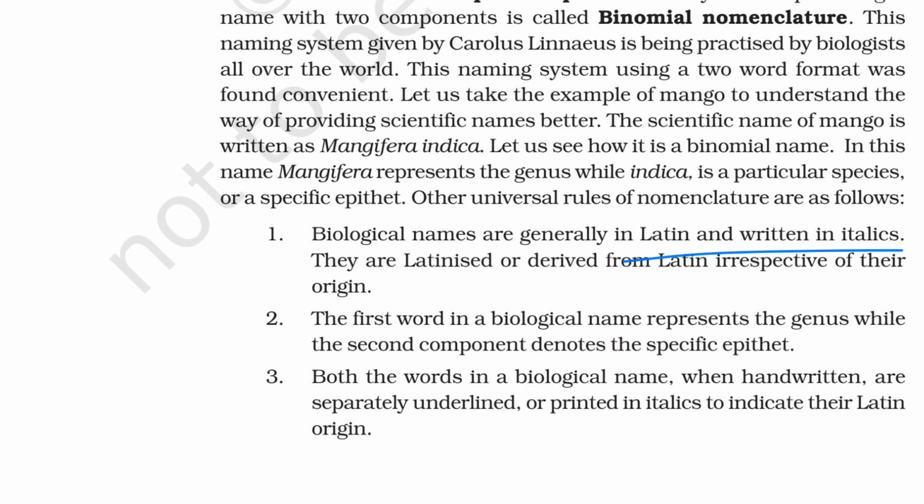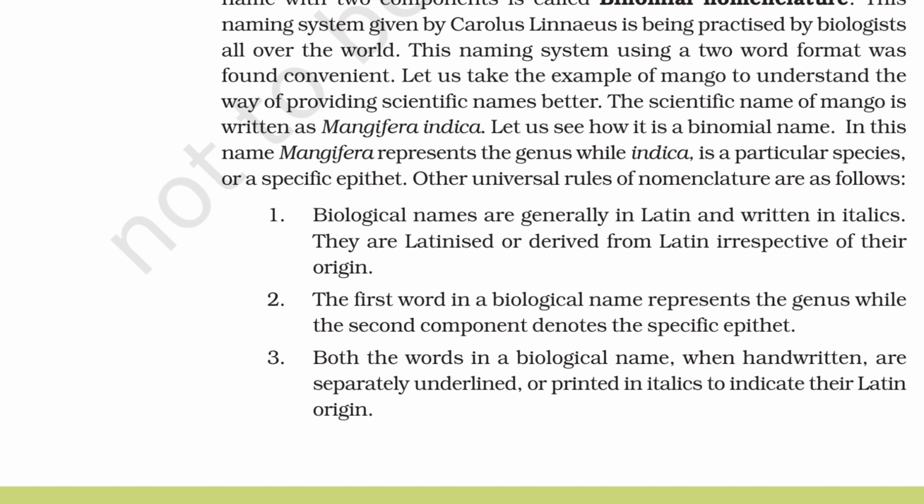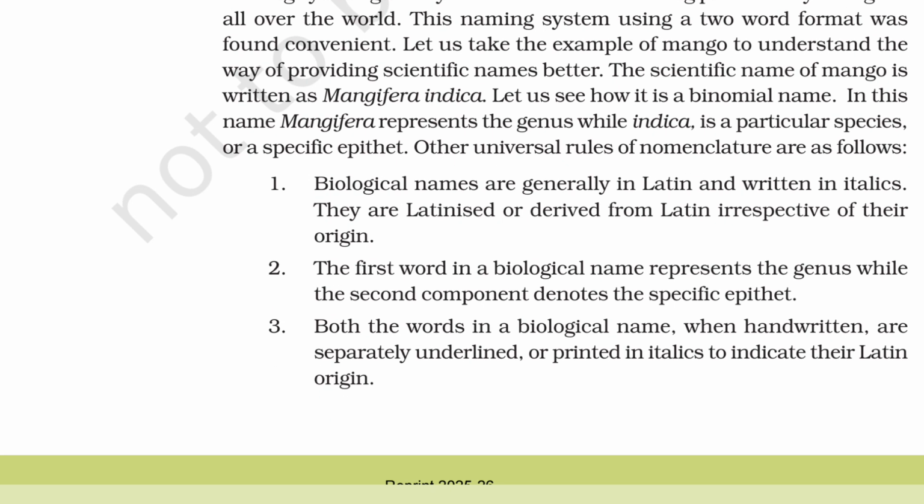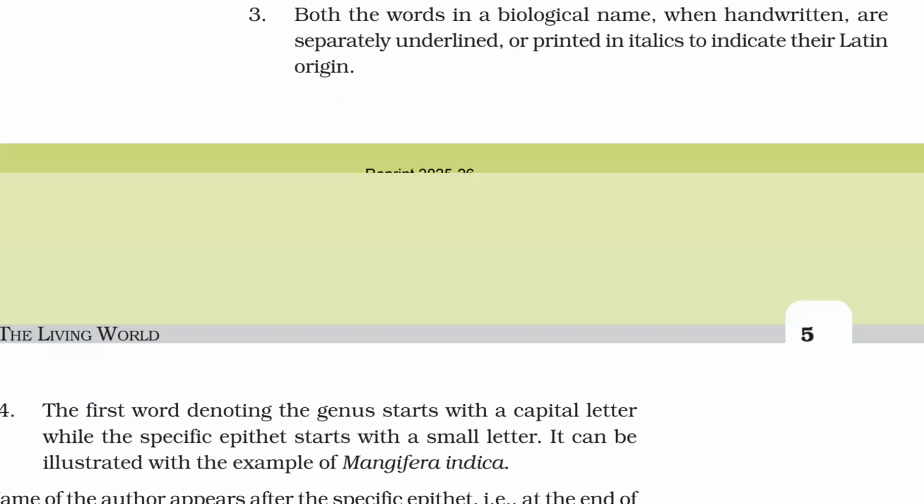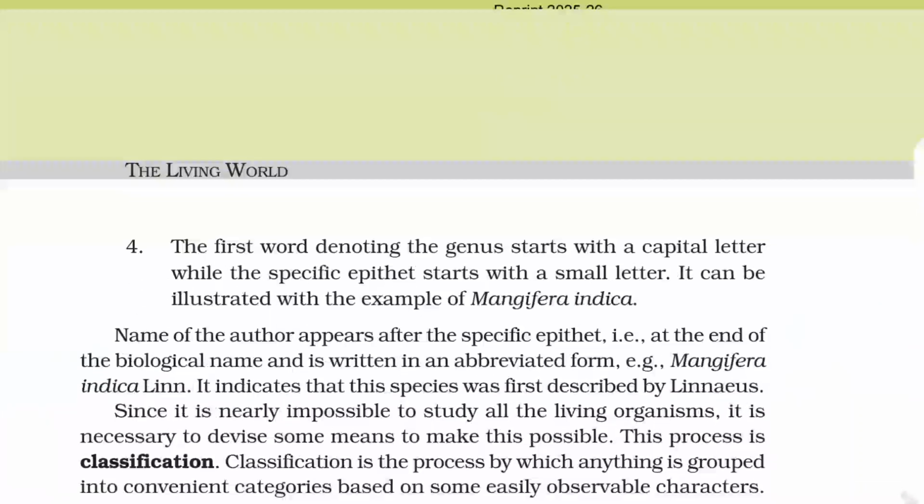Second rule. The first word in a biological name represents the genus, while the second component denotes the specific epithet. Both words in a biological name, when handwritten, are separately underlined or printed in italics to indicate their Latin origin.